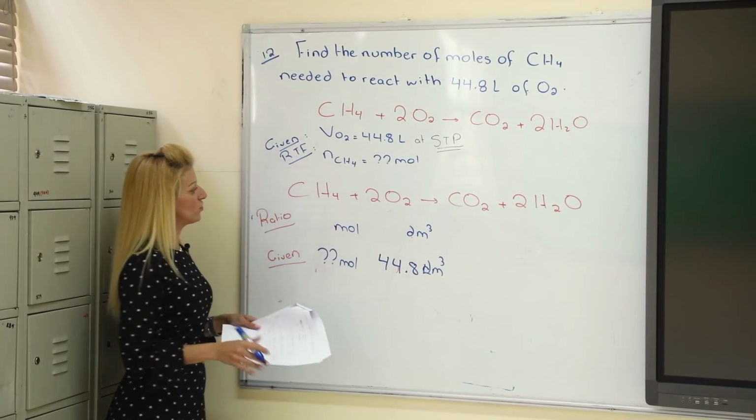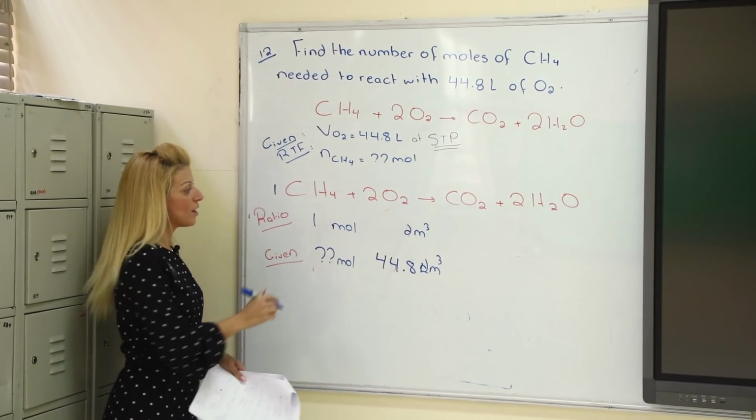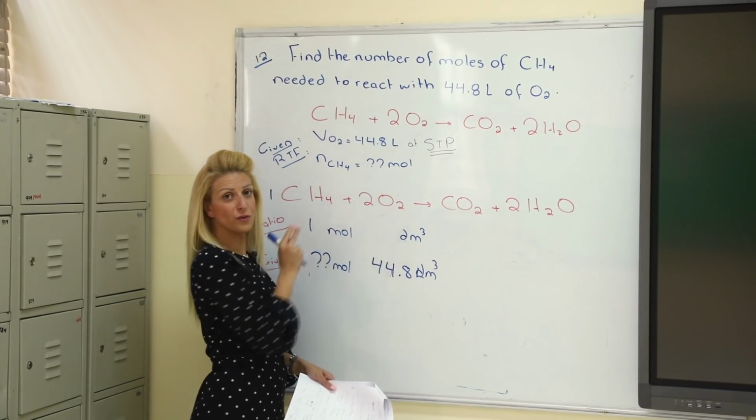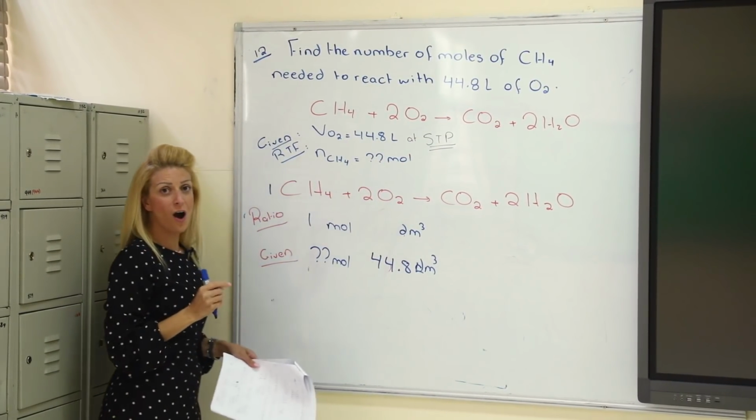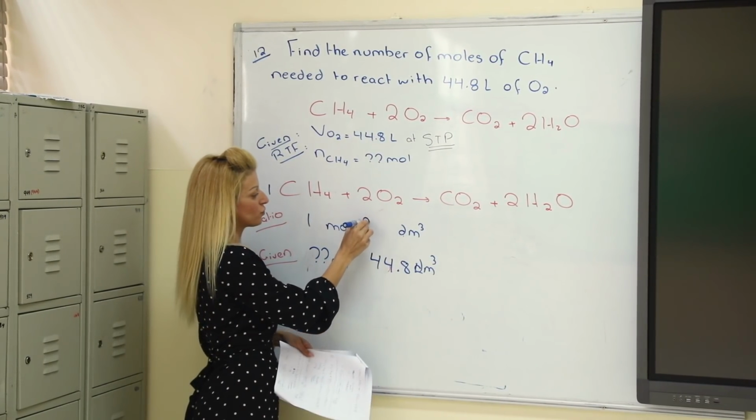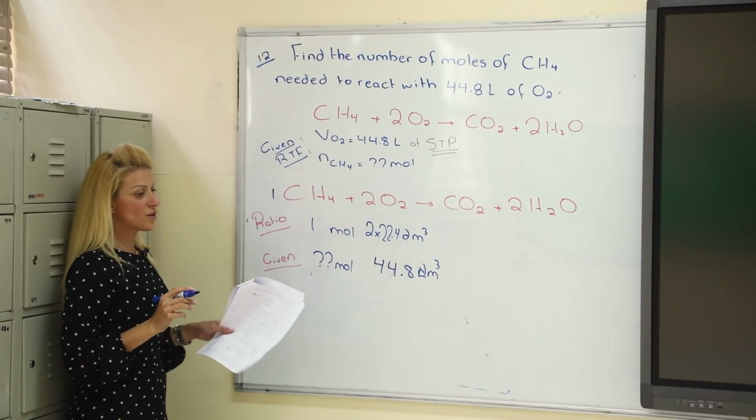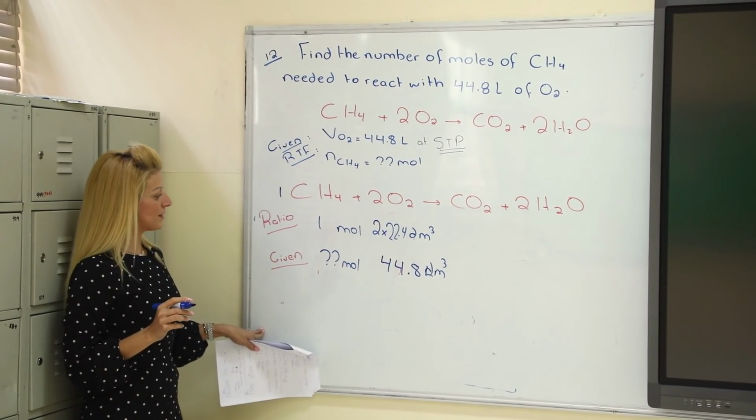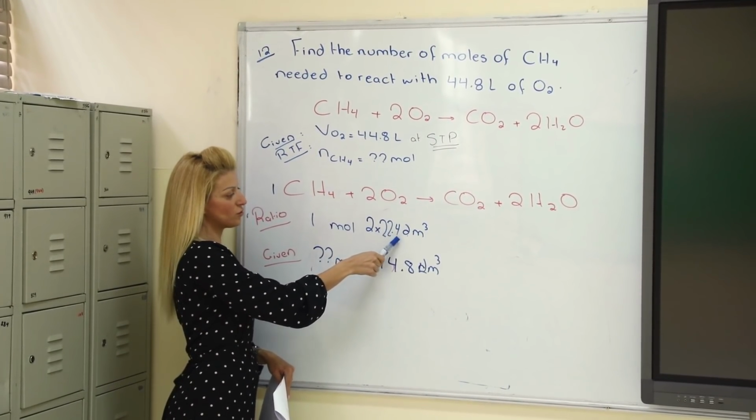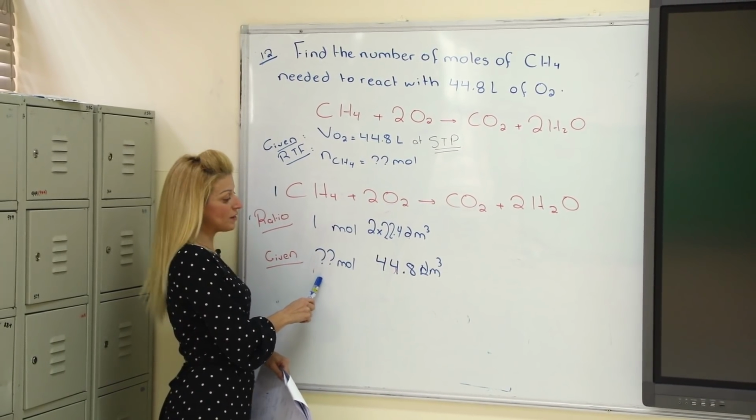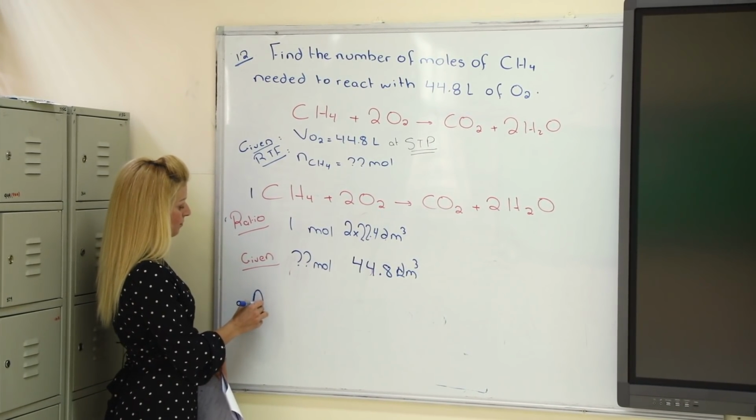So from our equation, we have 1 CH4, so 1 mole of CH4 reacts with 2 moles of O2. 2 moles of a gas at STP occupies a volume of 2 times 22.4. So then we do a simple cross multiplication. 1 mole needs 2 times 22.4 liters. So how many moles will react with 44.8? We do a simple cross multiplication.